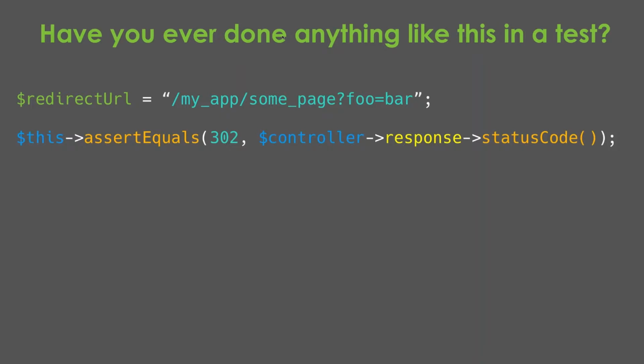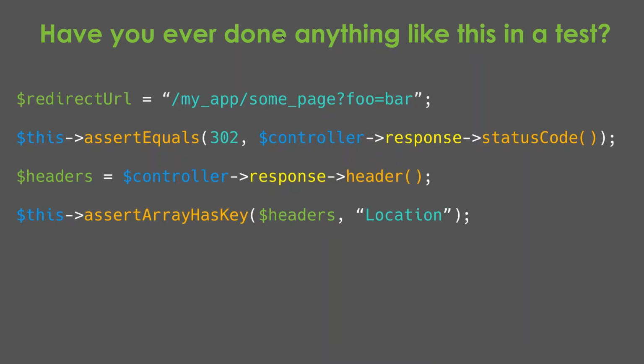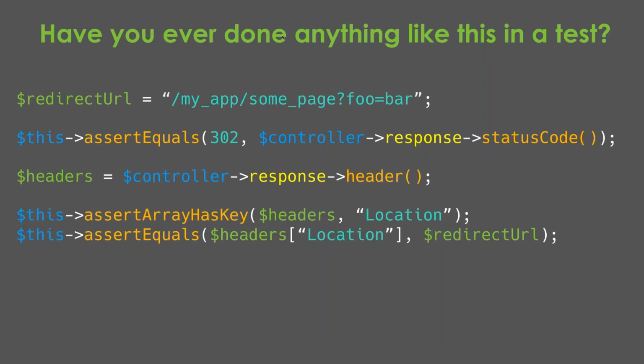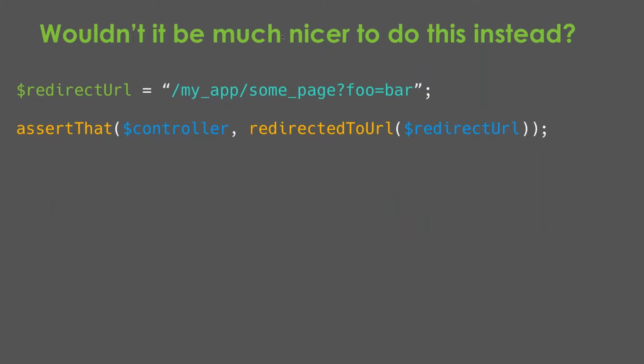And then I have to check that the controller's response status code is set to 302. Then I have to check that the controller has a location header set. And finally, I have to check that that header location is set to that redirect URL. So, I mean, this works, but it's not very easy to read. It's 4 lines of code. And of course, if you ever want to do anything like this again in another test, you've got to repeat those 4 lines of code. And no one wants to spend time repeating boilerplate like this, when you could just do this instead: assert that the controller redirected to URL. Much easier, much simpler, much easier to read.